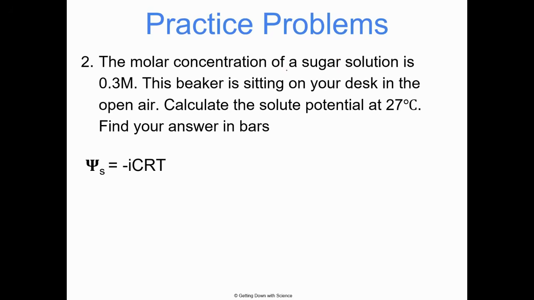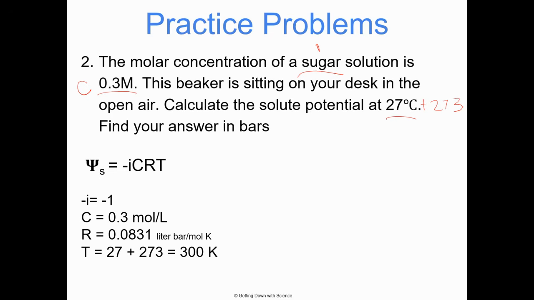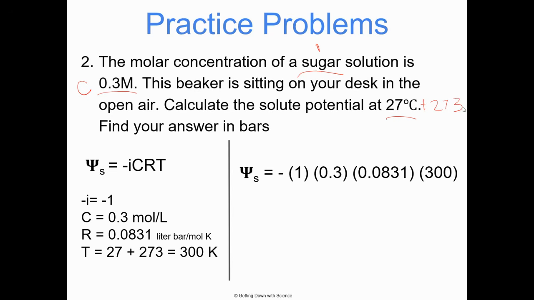All right, well, firstly, they tell us that it's a sugar solution. So we know negative i is going to be 1. C, our molar concentration, well, it tells us this is the concentration here. So this is going to be our C. R is our constant. So next we need to look at our temperature. So we'll have this plus 273. So if we do all of that, there you go. That's what you should have plugged into the formula. So if we plug that into our formula, you should have gotten that our solute potential is negative 7.48 bars.